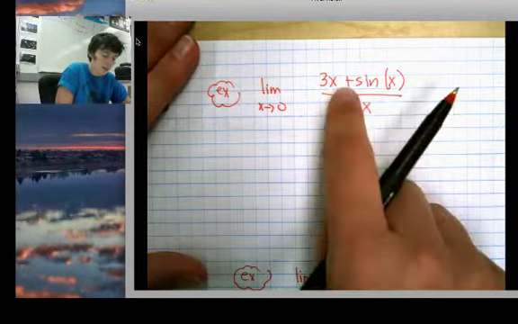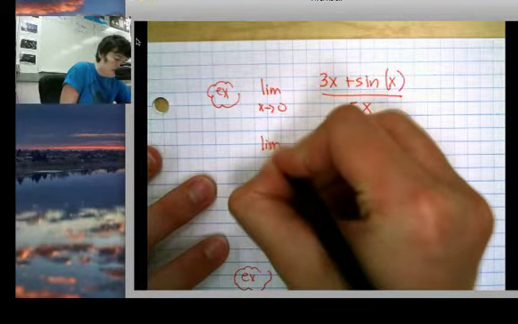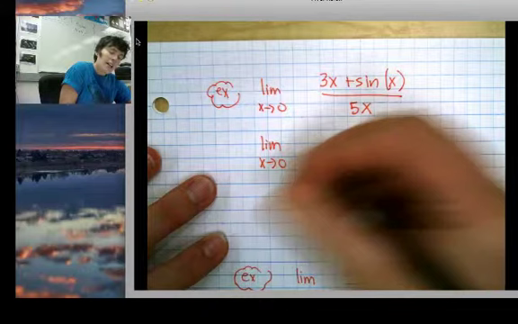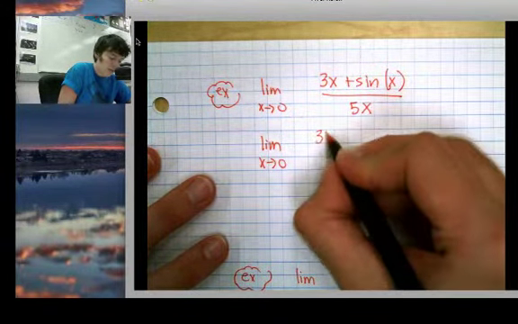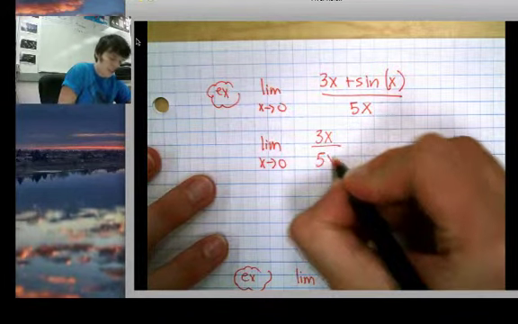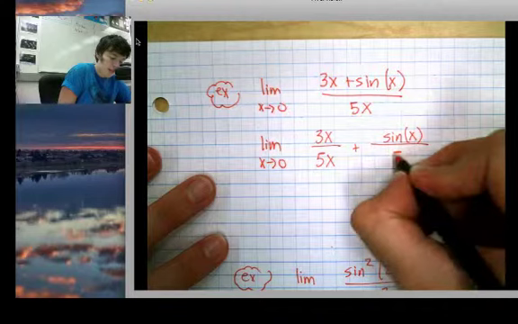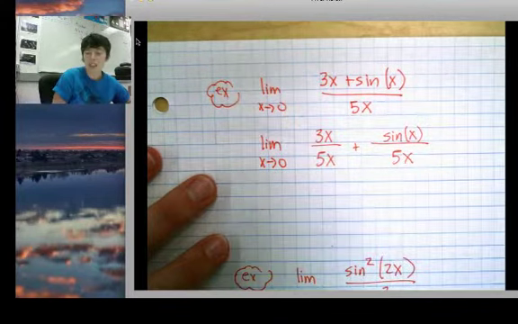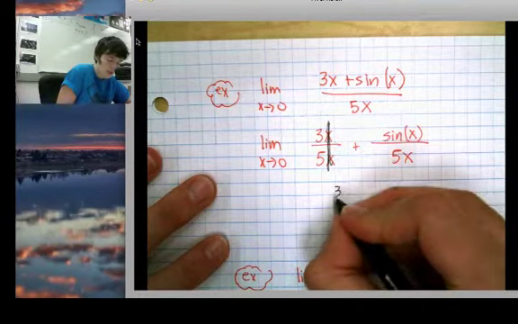It's an adding problem, so I'm going to break this fraction apart. I'm going to say limit as x goes to 0. An adding problem, split the fraction apart, we have common denominators. We're going to have 3x over 5x plus sine x over 5x. That'll be my setup, which is really kind of nice because these cancel, and I just get 3/5.